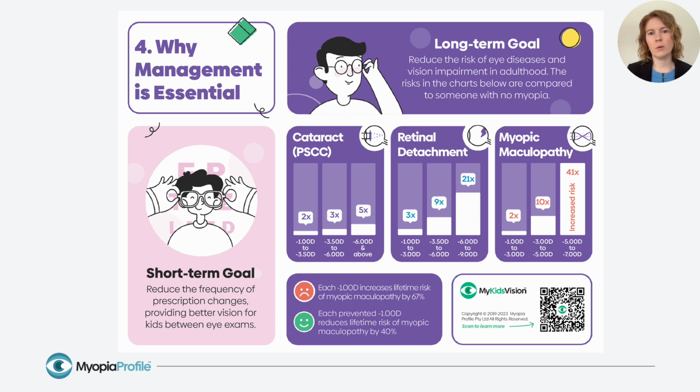But the intent here is to articulate the short-term goals of myopia management, which is more stable vision between eye exams, and the long-term goals, which are reducing those lifelong risks of eye disease and vision impairment that we know are associated with increased levels of myopia. Underneath that long-term goal, we can see some statistics, just some simple figures there on the increased risks of pathologies with higher levels of myopia and the important information about 1 diopter. Each additional diopter increases the risk of myopic maculopathy, and each prevented 1 diopter reduces the risk of eye disease and vision impairment.